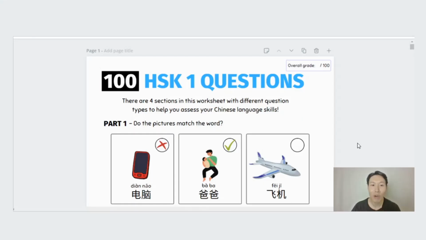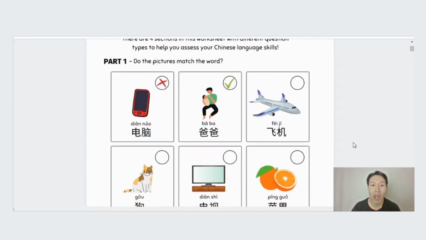Let's start. So over here we have our 100 HSK1 question sheet, and in part 1 what we have to do here is to match the picture to the word. In this example, if it is wrong, you put an X. Over here we have 电脑. 电脑 means computer. This is a phone here, so obviously it's wrong. And over here we have another example, which is 爸爸. 爸爸 means dad, and you can obviously see a dad with a little baby here, so this is correct.